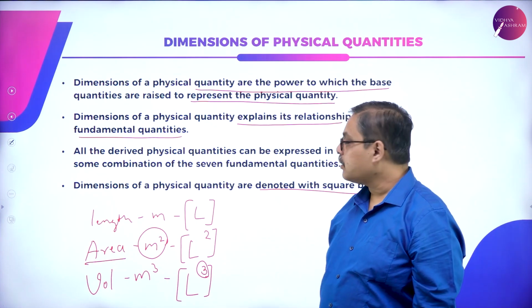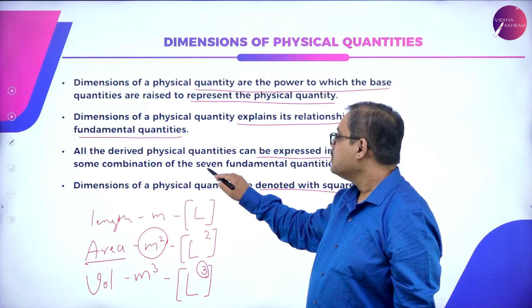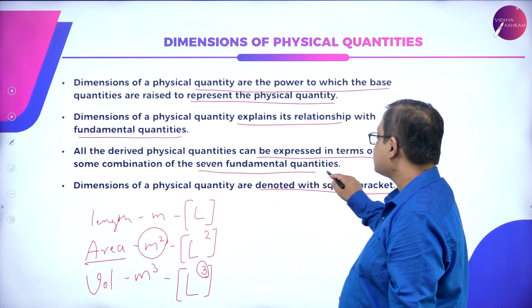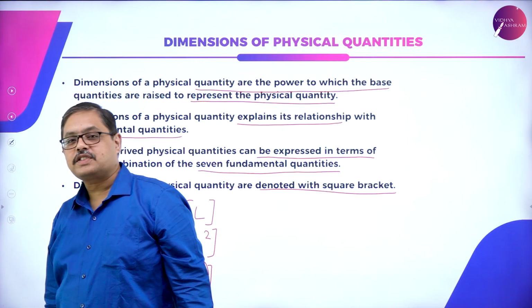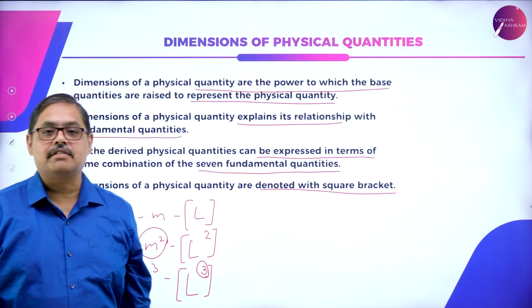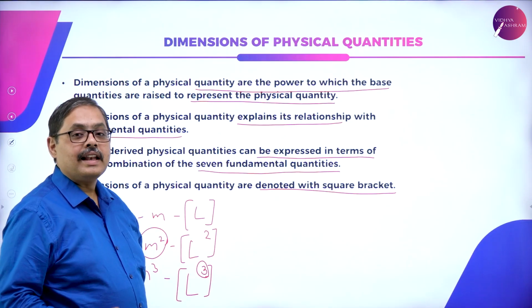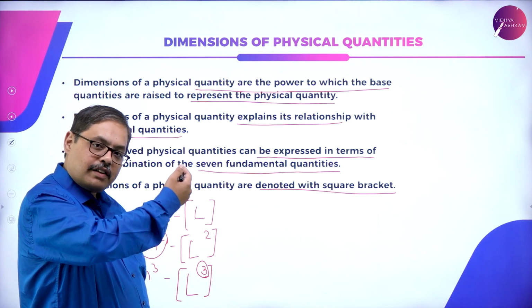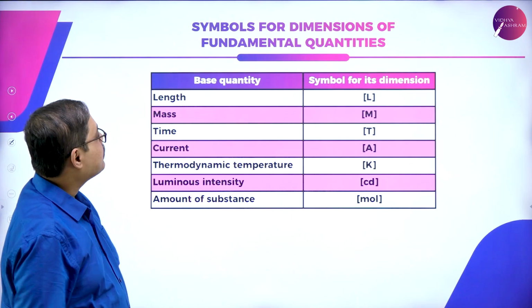All the derived quantities can be expressed in terms of some or the other combination of the 7 fundamental quantities. If you can go back to my first session, we had explained what are the 7 fundamental quantities under the SI system. Okay, let us have a look at how those 7 fundamental quantities are expressed in terms of dimensions.